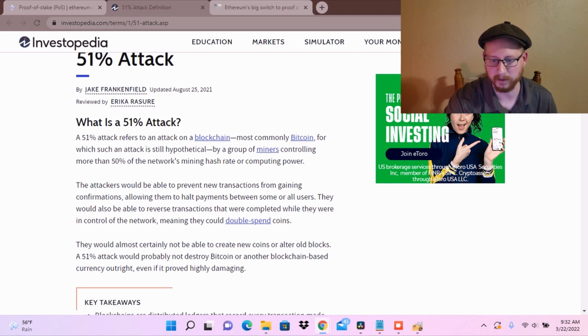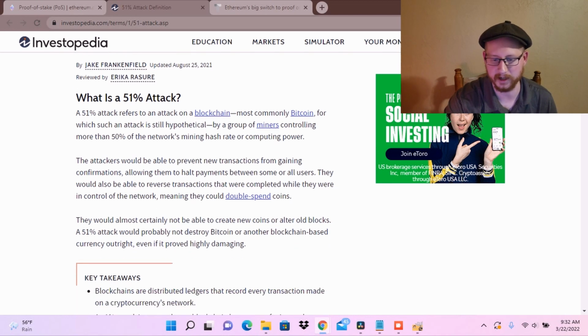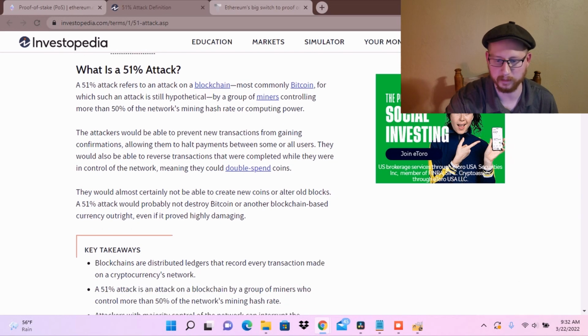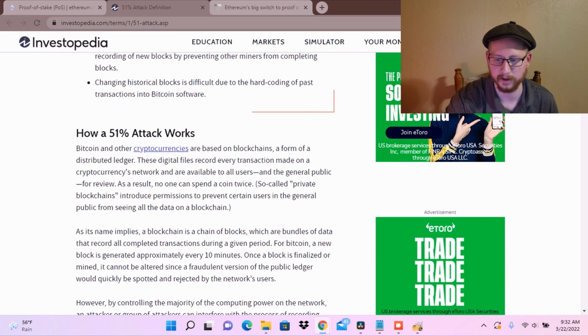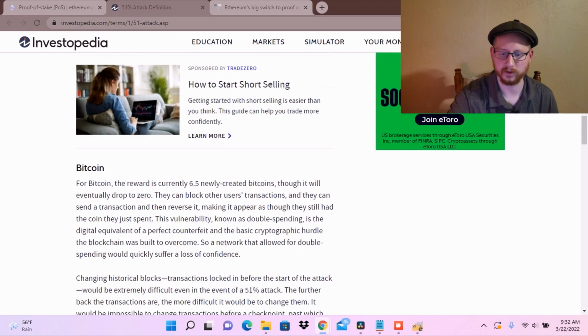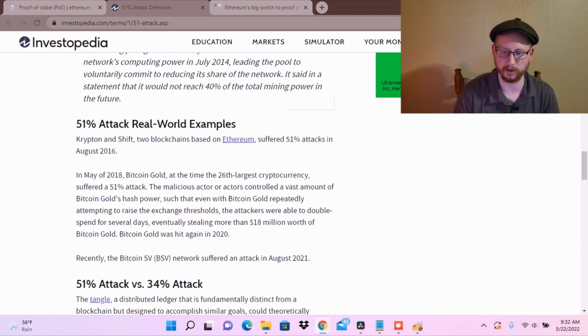The attackers would be able to prevent new transactions from gaining confirmations, allowing them to halt payments between some or all users. They would also be able to reverse transactions that were completed while they were in control of the network, meaning they could double spend tokens. This would almost certainly not be able to create new coins or alter old blocks. A 51% attack would probably not destroy Bitcoin or any other block-based currency outright, even if it's proved highly damaging.